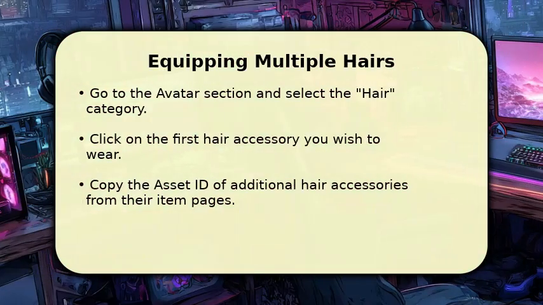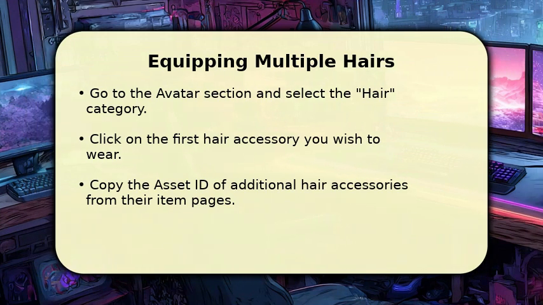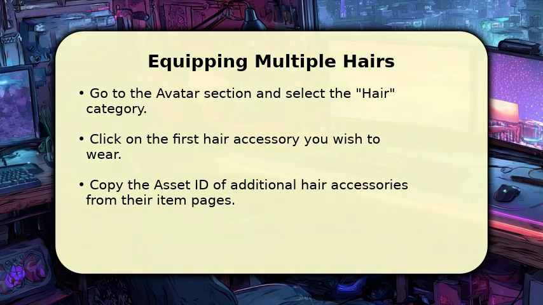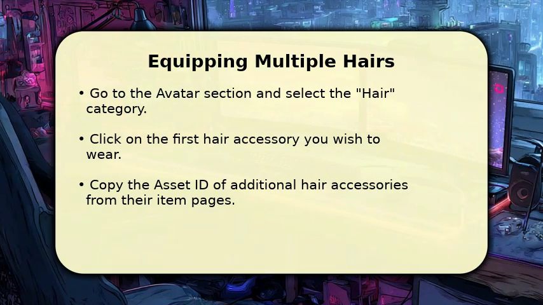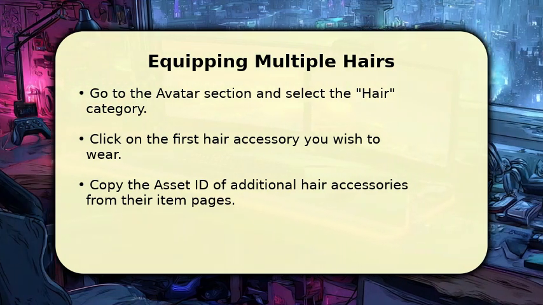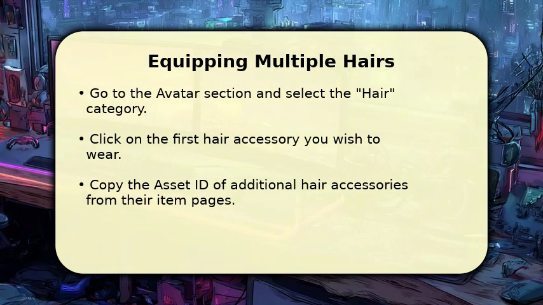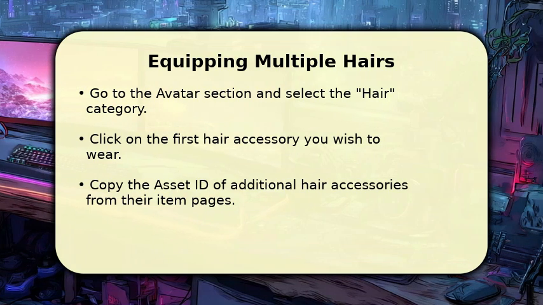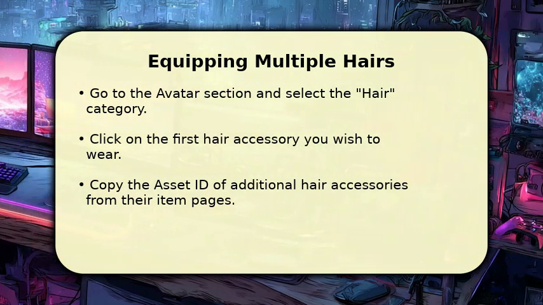Now that you are on the desktop site, head to the avatar section and select the hair category. Click on the first hair accessory you wish to wear. For additional hairs, you will need their unique asset ID. Find the item page for each desired hair, copy its asset ID from the URL, and then paste these IDs into the advanced section of the avatar editor. You can add several this way.